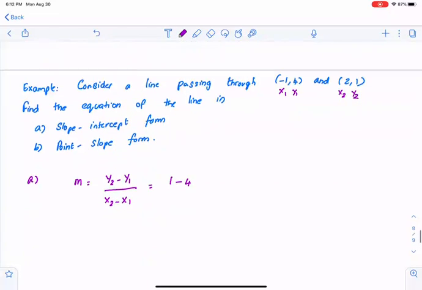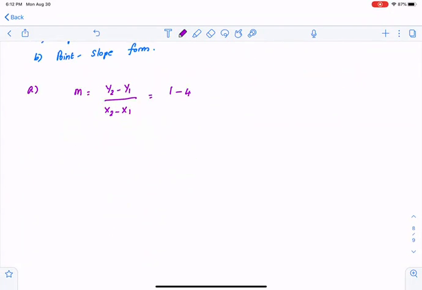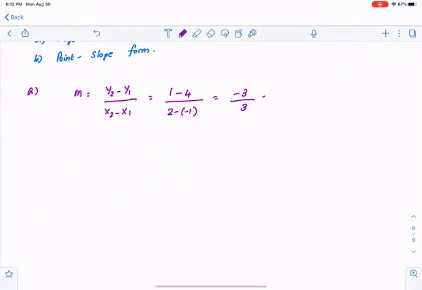So we have 1 minus 4 in the numerator. x2 is 2 and x1 is -1, so 2 minus -1. So we'll have 1 minus 4, which is -3, divided by 2 minus -1, which is +3. And -3 divided by +3 is simply -1. The slope is negative, so this line is decreasing. In other words, it is slanting downward.